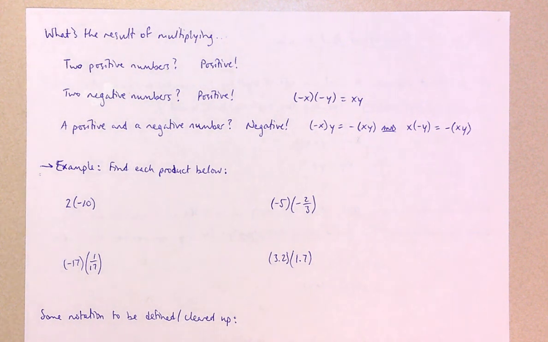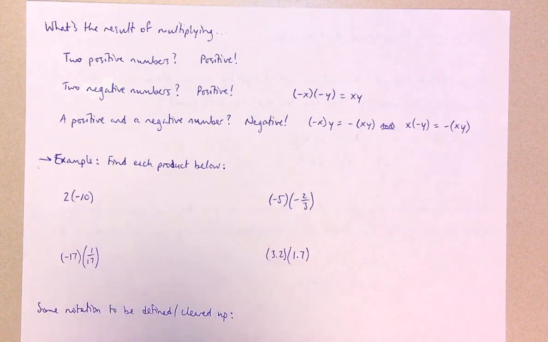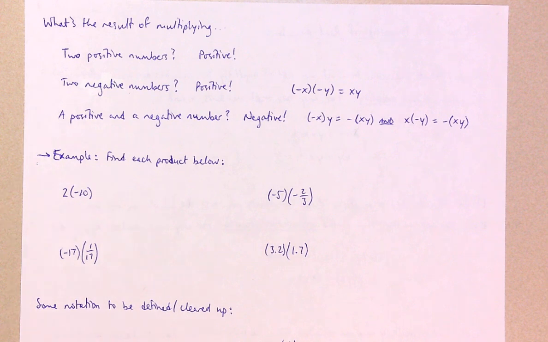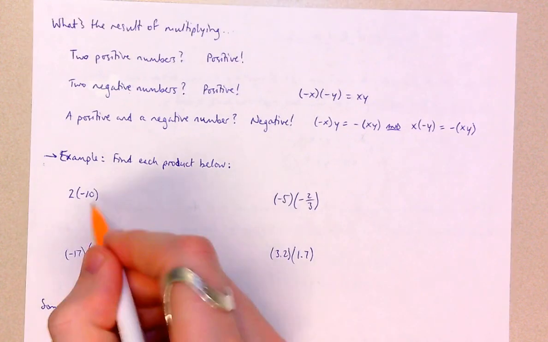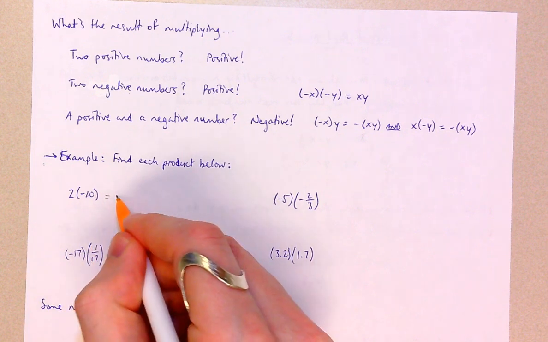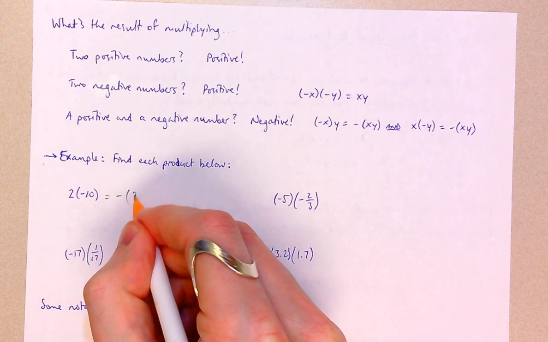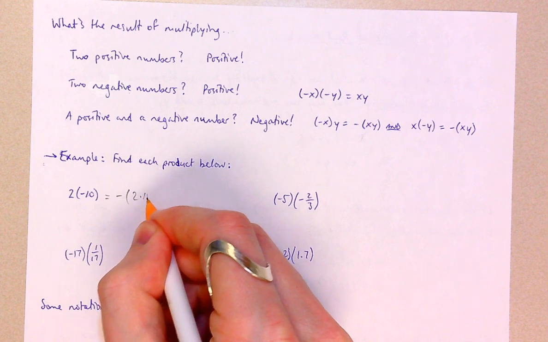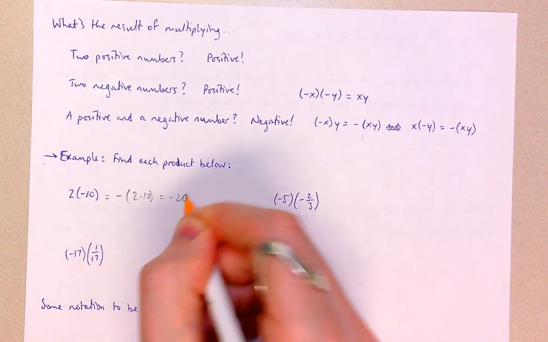So find each product below. 2 times negative 10. Again, I'm taking the product of a positive and a negative number, so I know that my answer is going to be negative. So it's going to be negative, and then I have the 2 times the 10, and that's going to give me negative 20.